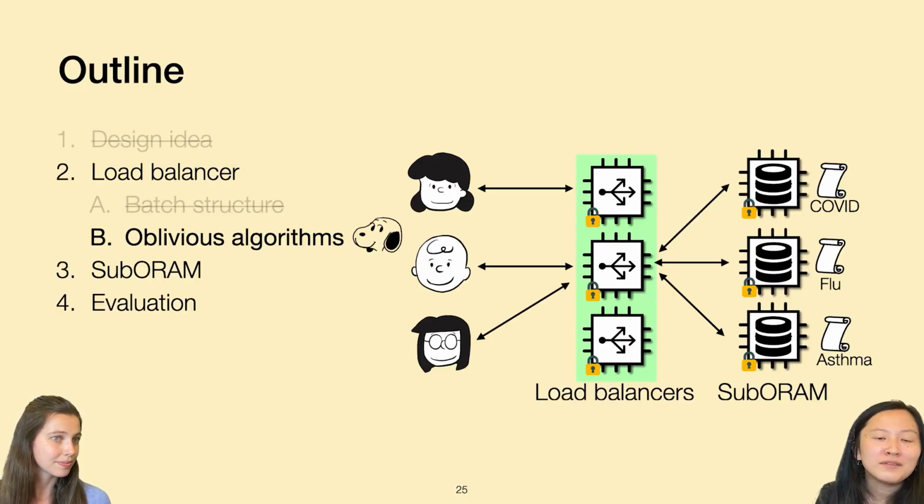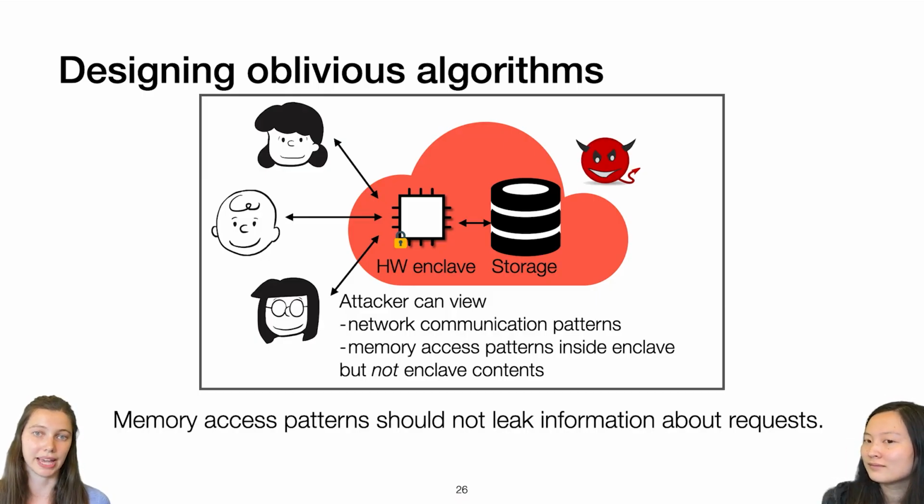Now that we've gone over the batch structure of the load balancer, we're going to dive into the oblivious algorithms that we use to actually assemble these batches at the load balancer. Recall from our system setup that we're dealing with hardware enclaves, and this means that the attacker can view not only network communication patterns, but also the memory access patterns. The attacker can't view the enclave contents, but it can see which parts of memory the algorithms are touching. So it's really important that the memory access patterns do not leak information about the underlying requests. From watching the access patterns, the attacker shouldn't learn private information.